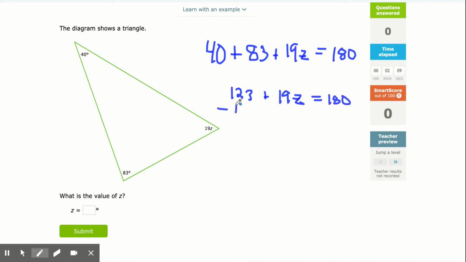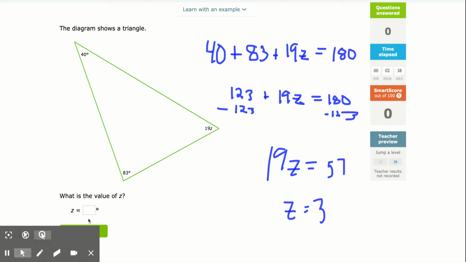Minus off the 123 from both sides. So I'm minusing 123, minusing 123. That's a cool 3. That gives me 19z equals 10 minus 3 is 7. I had to borrow from the 8. That's 7 minus 2 is 5. So it's 57. 57 divided by 19 is a value of 3. So I find out my z value is 3.